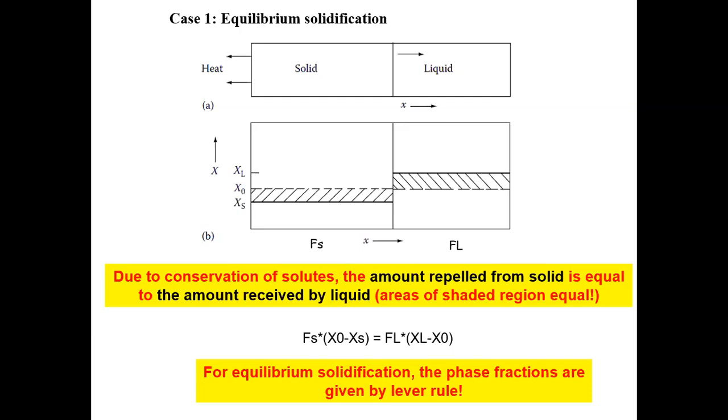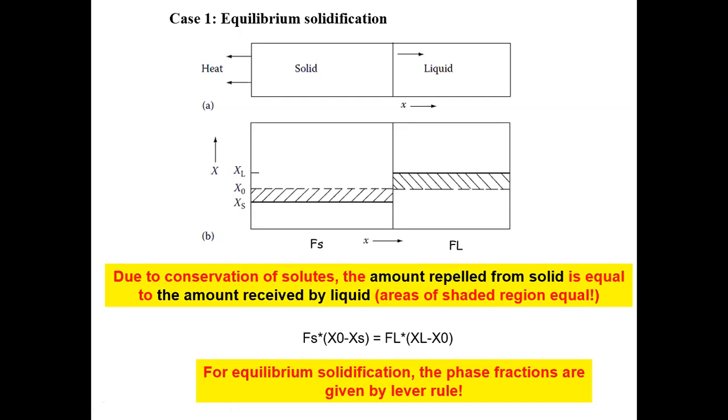Okay, the reason why we see the lever rule here is simply because, number one, the system is in equilibrium, so you have uniform distribution of solutes in both the liquid and solid phases. And number two, because the solutes are conserved, the solutes repelled by the solid equal the solutes received by the liquid. So basically we recover the lever rule here. This is very important for analysis.